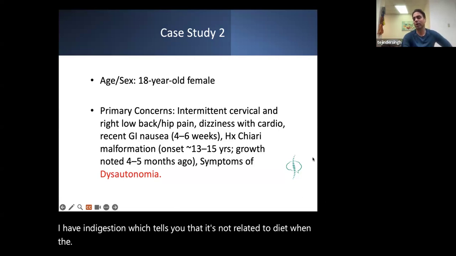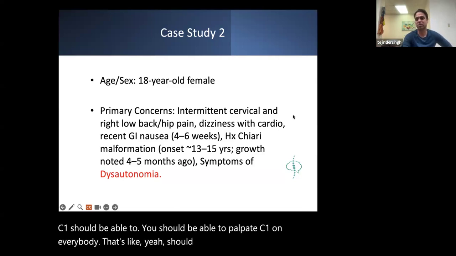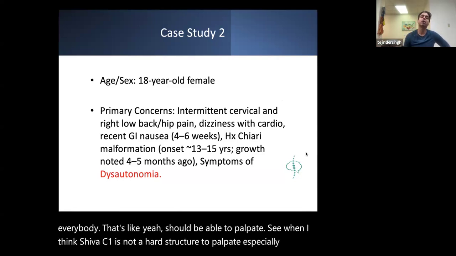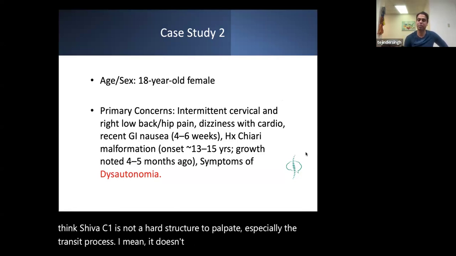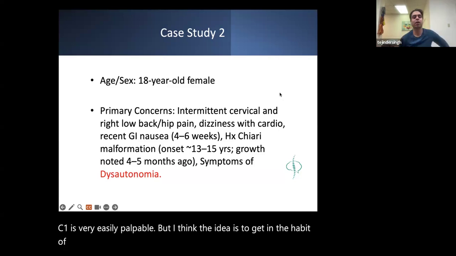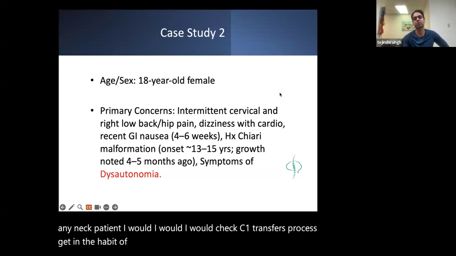You should be able to palpate C1 on everybody. C1 is not a hard structure to palpate, especially the transverse process. It doesn't matter who you're palpating. C1 is very easily palpable. But I think the idea is to get in the habit of palpating it. Whenever you see a presentation like this, or in any neck patient, I would check the C1 transverse process. Get in the habit of palpating the C1 transverse process.